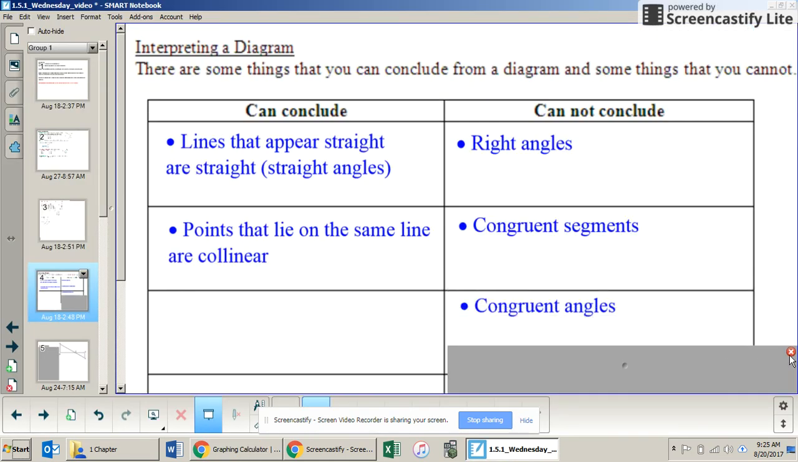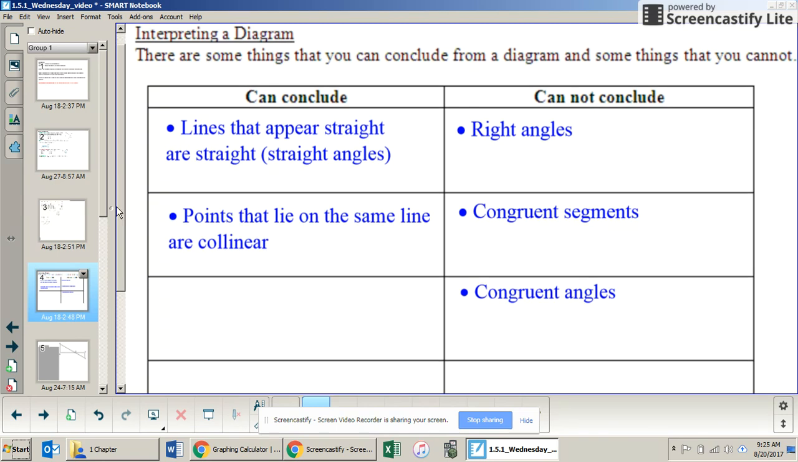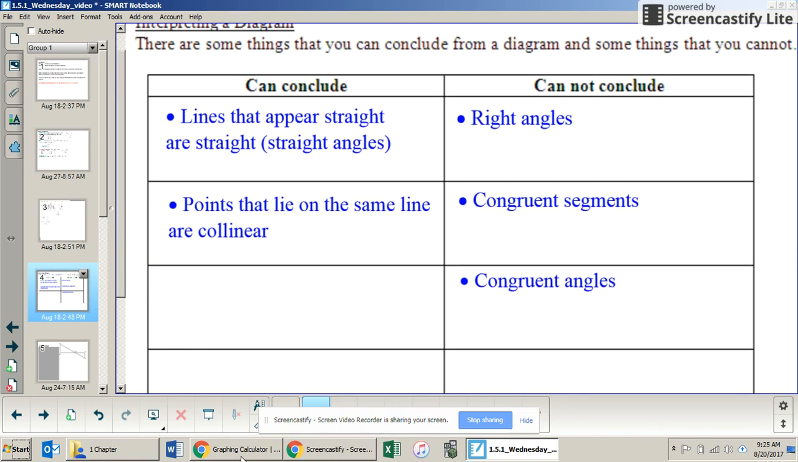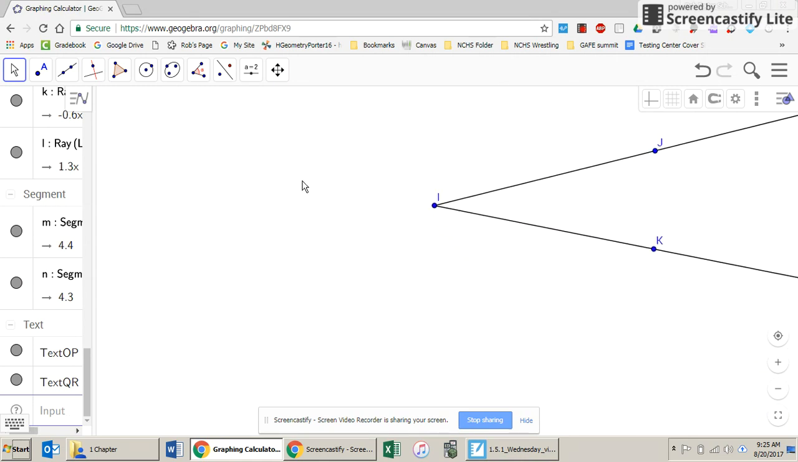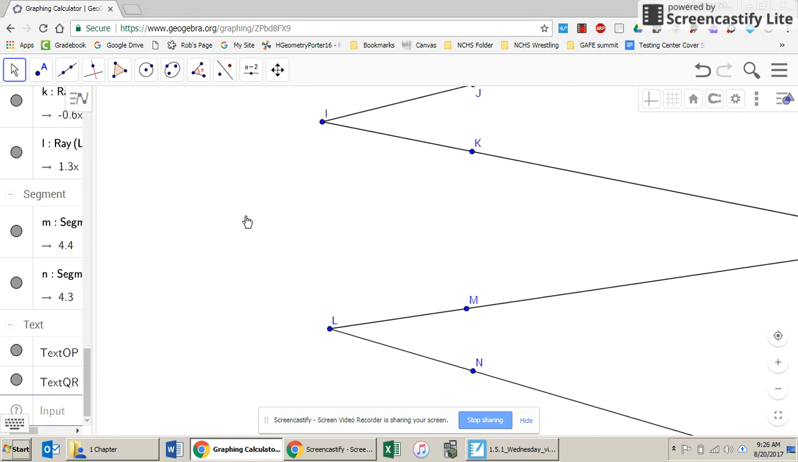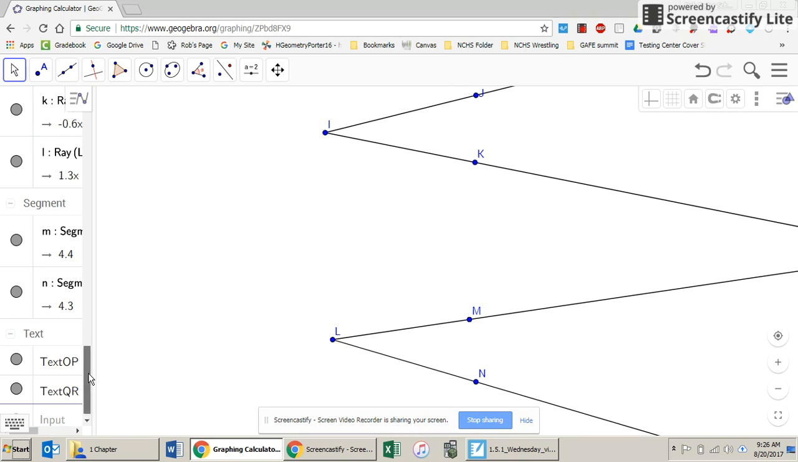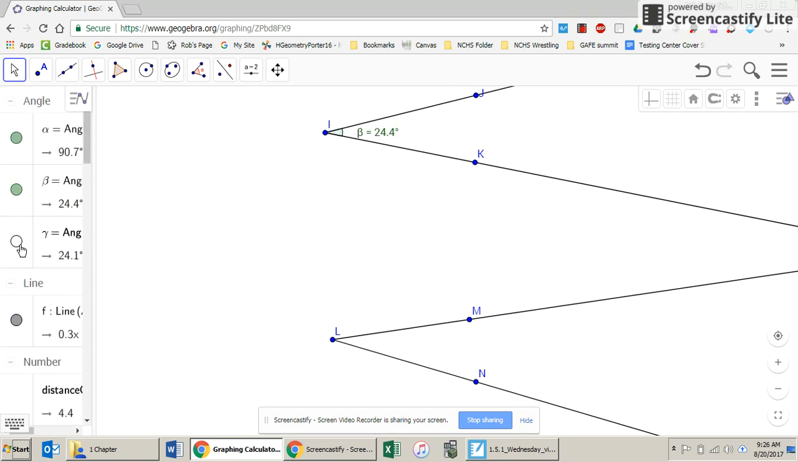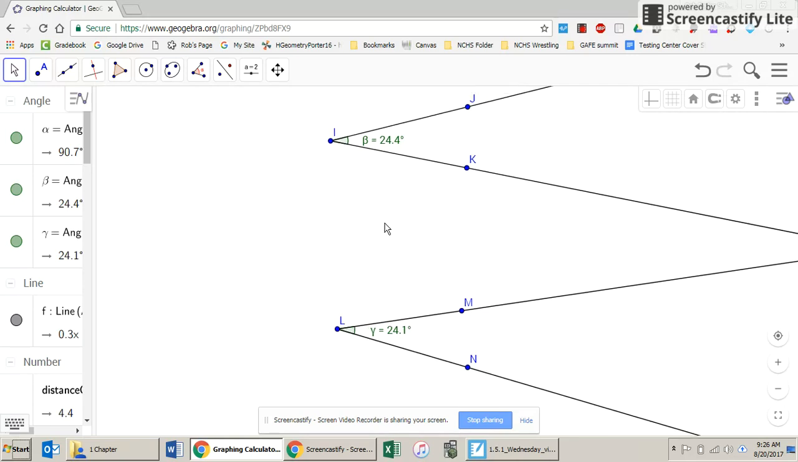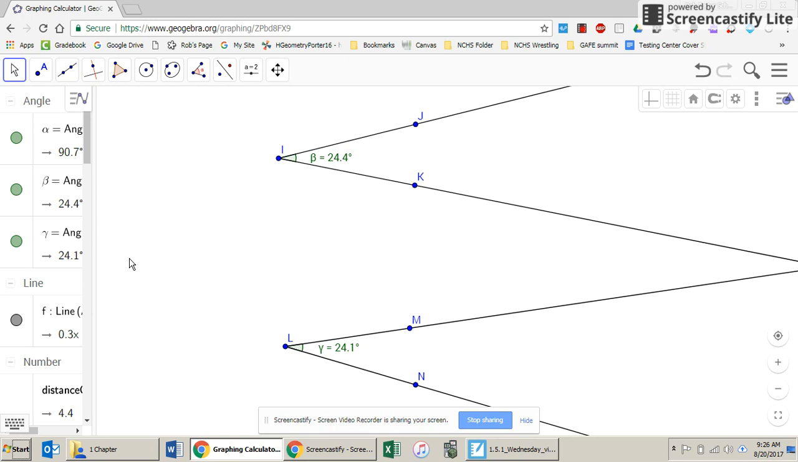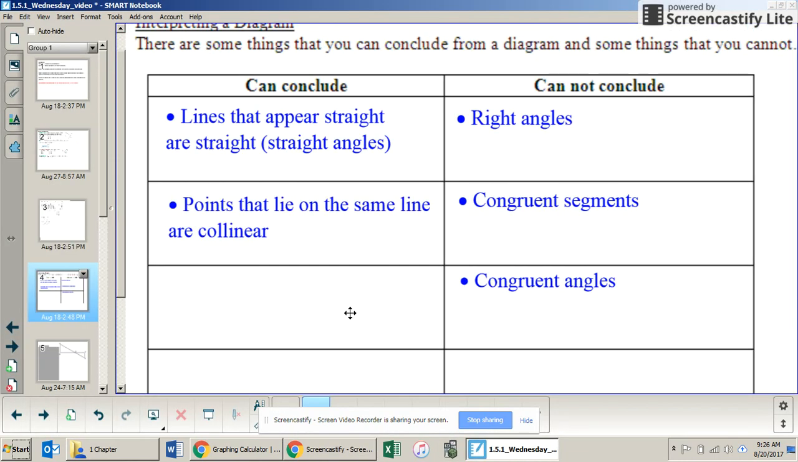And of course, we cannot assume that angles that appear to be congruent are in fact congruent. And I have a little demonstration over here, hopefully. These two angles look like they're congruent. And hopefully their measures show up. There we go. This one's actually 24.4 degrees. This one's 24.1 degrees. So even though they appear to be congruent, they're not actually congruent. So keep that in mind when you walk yourself through proofs, that you can't say that segments are congruent just because they look like it.